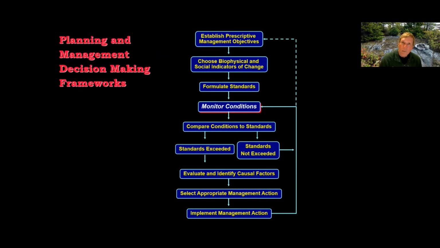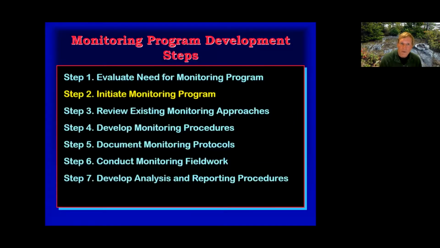processes. So we choose these indicators, we set standards or thresholds, we monitor conditions, we compare those conditions to those standards, and then if the standards are exceeded, we have unacceptable change that needs to be mitigated. We need to go out and figure out what can we manipulate to bring change within the standards or below the standards so that we're preserving good conditions out there. And then we implement something to correct those substandard conditions, and then we monitor again to see how well we did. So that's the adaptive management process.